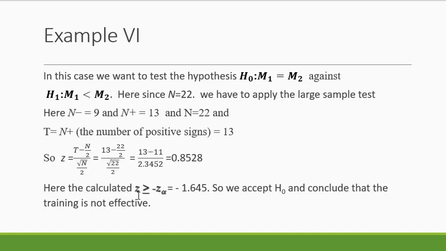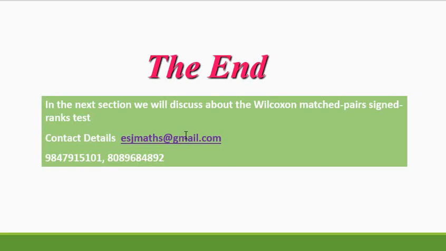So here the calculated Z value is 0.85 and the table value is minus 1.645. This 0.85 is a positive value, which is greater than minus 1.645. So we accept H naught and conclude that the training is not effective. So this is all about the sign test. Thank you.